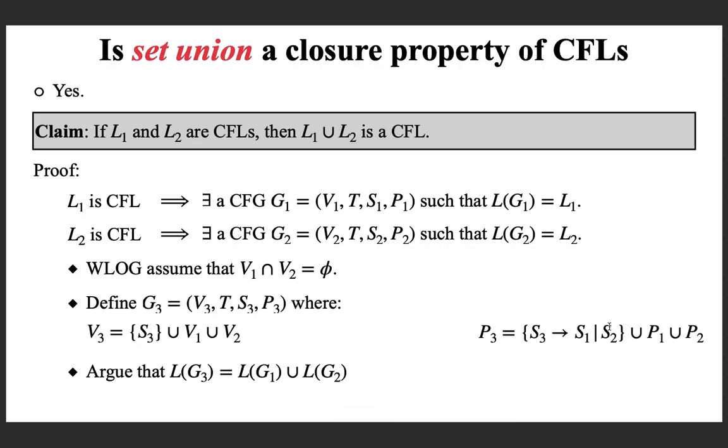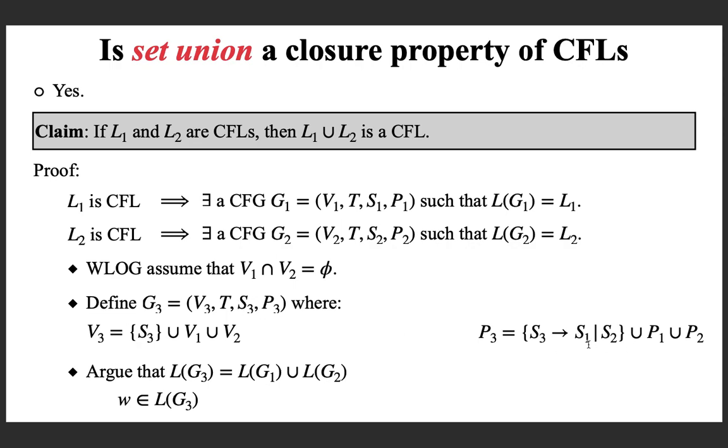Now you can easily argue that the language of the grammar G3 is precisely the union of the languages of the grammars G1 and G2, that is L1 union L2. It's very easy to argue. Suppose that w is a string generated by the grammar G3, note that S3 is the start symbol.